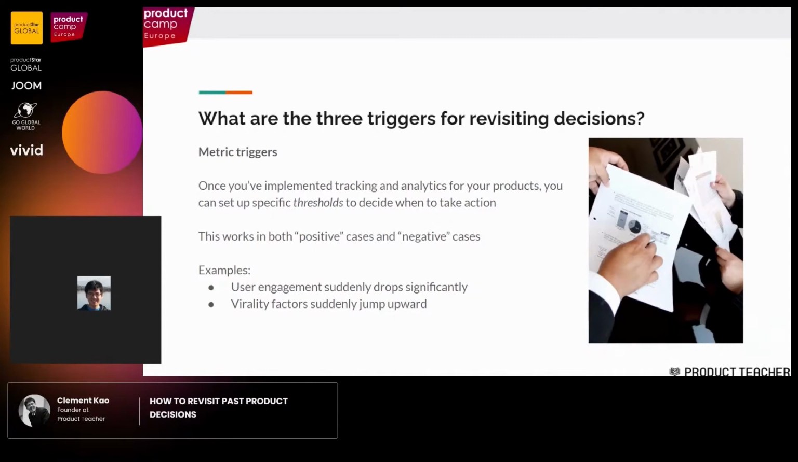Whereas when we had this very clear if-then statement, if support volume crosses this threshold, Clement, you will deprioritize something else. You will build this support resolution. That just made it super clear for all of us. We knew exactly what to expect. And so that really enabled our product team and the rest of our stakeholders to move forward with a lot of confidence. And so that's an example of a metric trigger.